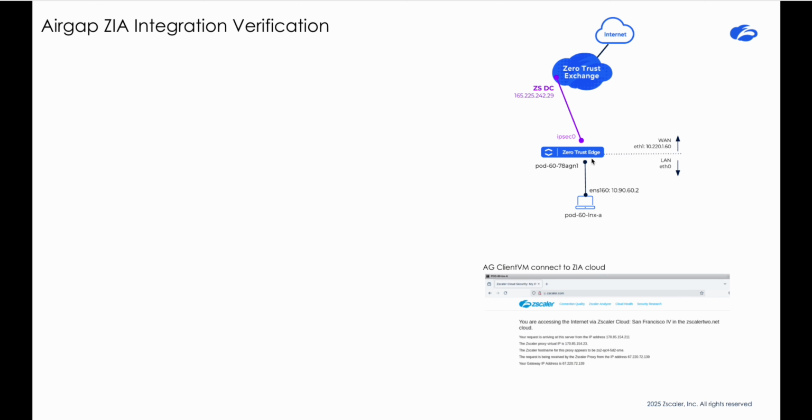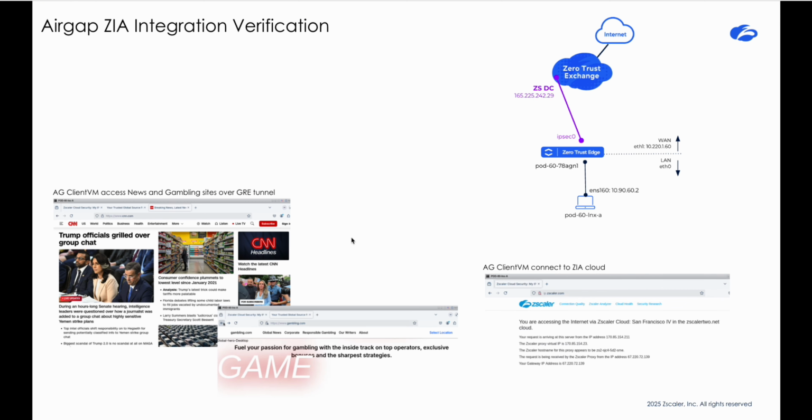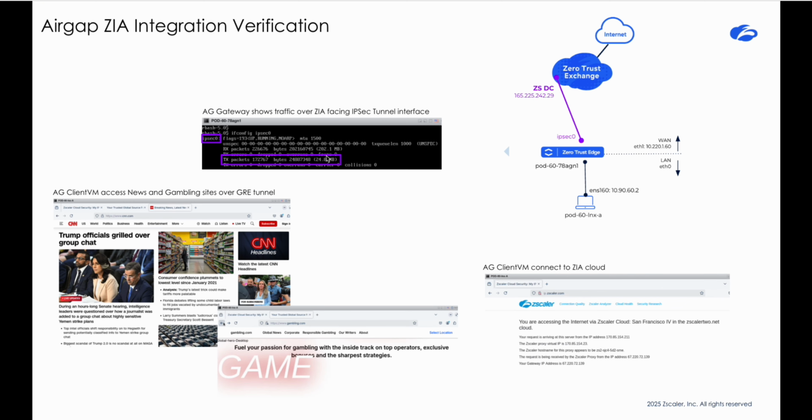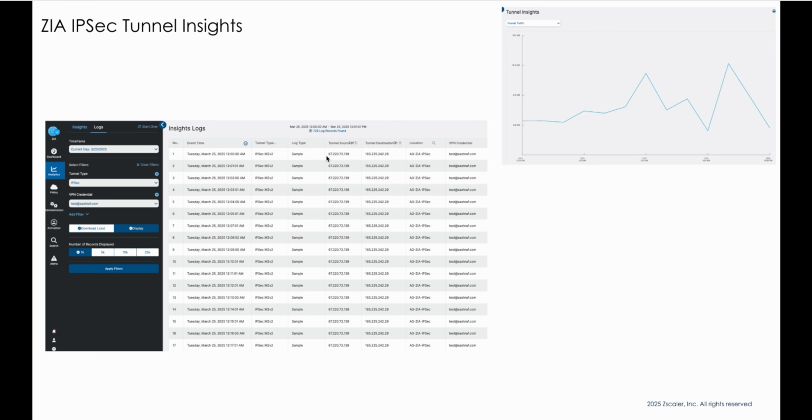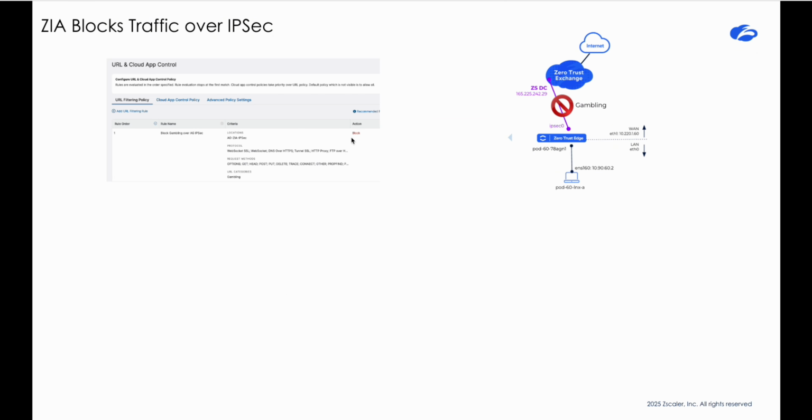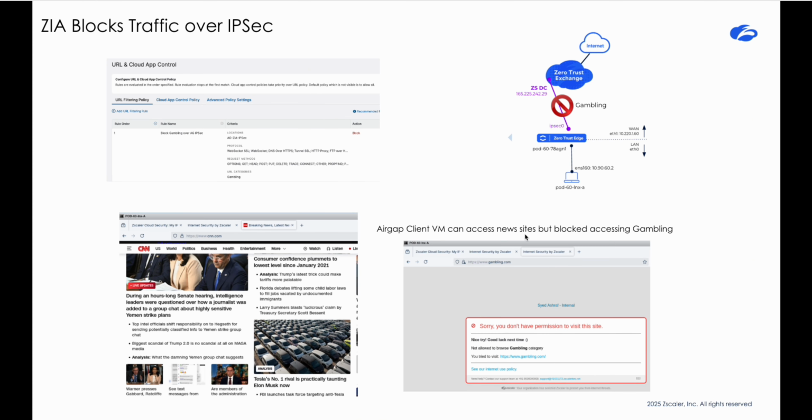We'll verify once the tunnel is up that the client is connected to the Zscaler cloud. It generates traffic which goes through the IPsec tunnel. We'll verify the tunnel inside ZIA. We'll come back and create a URL filtering policy on ZIA to block the gambling traffic, and we'll verify that the client can access the news website, but the gambling website is blocked.